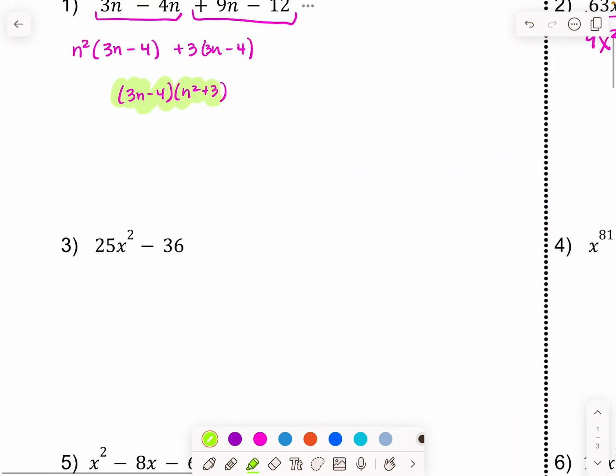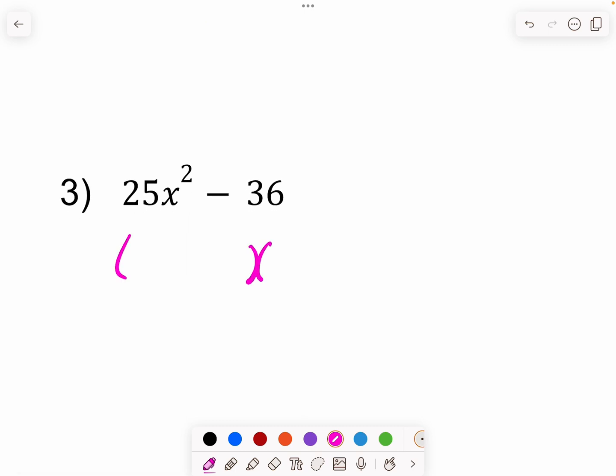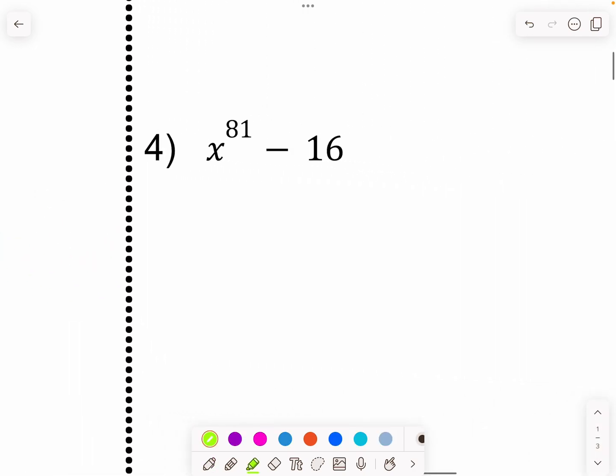Number 3 is the same kind of thing. Perfect squares, split them up. 25 is 5 and 5. X and X. 36 is 6 and 6. One positive, one negative. This is a big one, but it's the same idea. We got X and X.